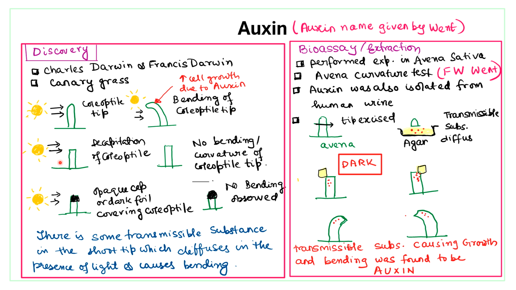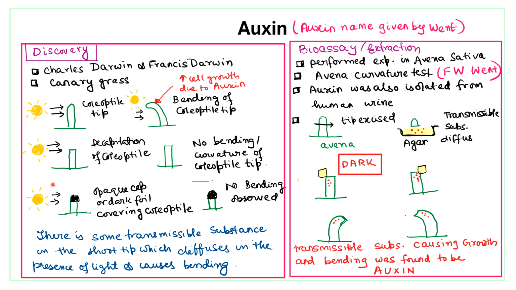Then in the second phase, they tried to see whether the tip is causing the bending. So they removed the coleoptile tip of the canary grass, or they caused decapitation of the coleoptile, that is nothing but the removal of the coleoptile tip. And again they subjected it to the unilateral light. And the result was they did not see any bending or curvature of the coleoptile.